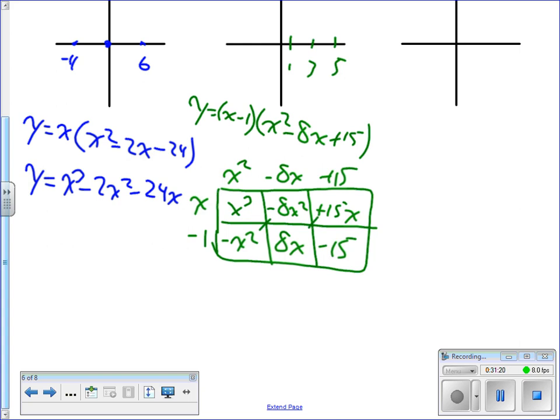Combine up the like terms on the ends. Y equals x cubed. Negative x squared, negative 8x squared gives me negative 9x squared. 8x plus 15x gives me plus 23x. Thank you. A little slow. Minus 15. Okay. Questions?